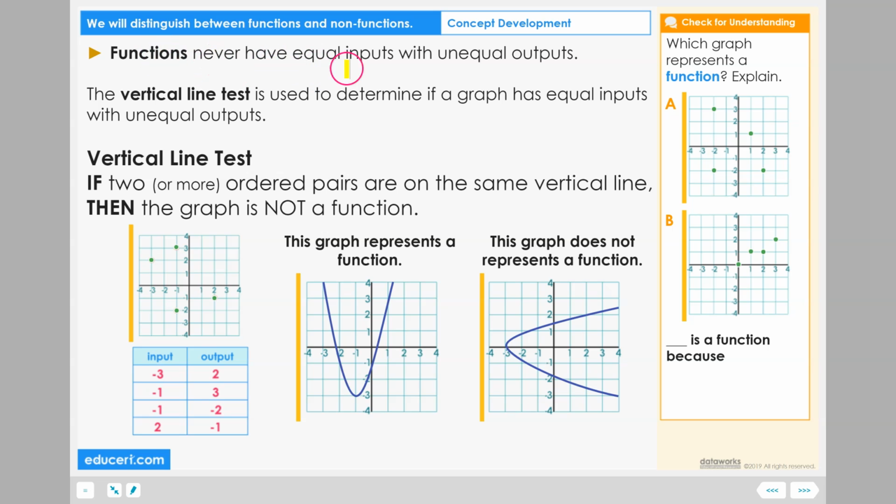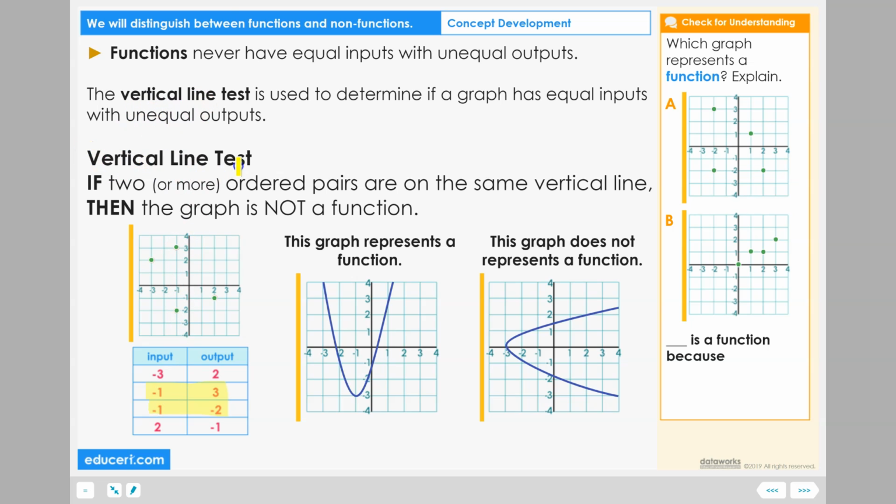Functions never have equal inputs with unequal outputs. The vertical line test is used to determine if a graph has equal inputs with unequal outputs. So we can check for equal inputs with unequal outputs even if we don't have a table to find them. We can find them on the graph using the vertical line test.